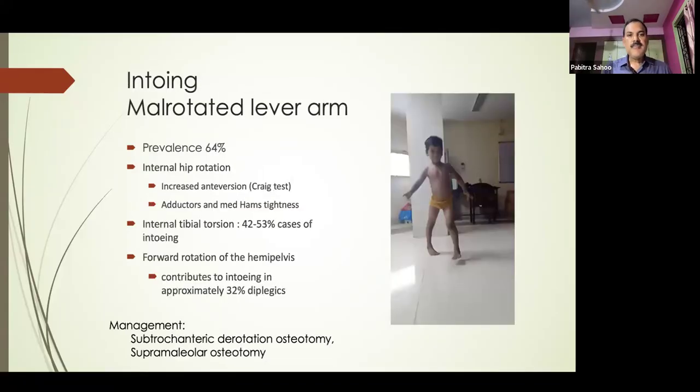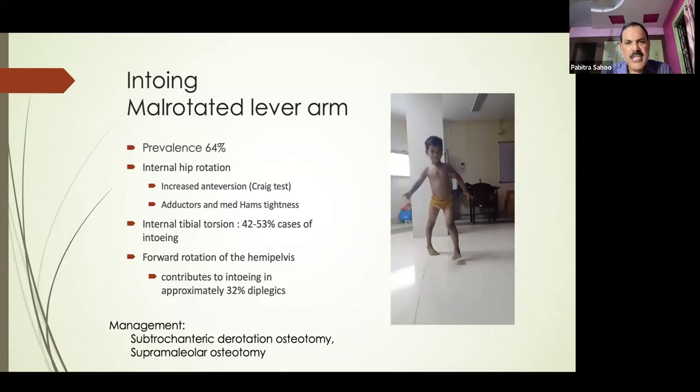Very often in CP, almost 64% of diplegic CP have an intoeing gait, and that intoeing gait is because of excessive anteversion or tightness of the adductors and medial hamstrings. You can check anteversion with a test; the simplest is the crack test to see how much anteversion is there. If severe anteversion is there, we may need to correct it with a derotational osteotomy.